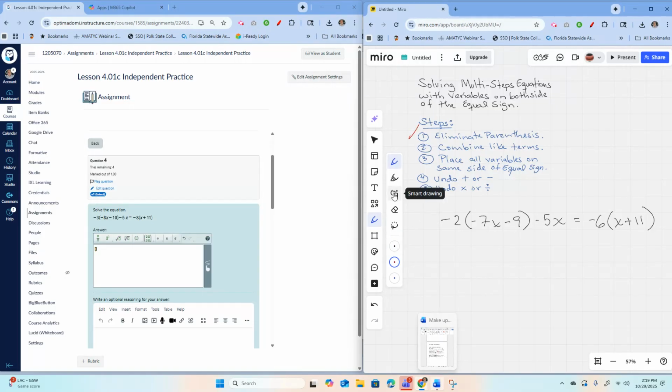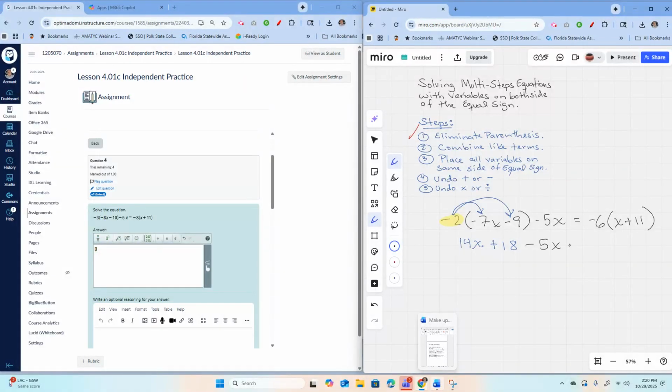Step number 1, we're going to eliminate the parentheses. When I start reading the equation, I have a number next to a parenthesis. When you have a number next to a parenthesis, it means you're multiplying. So that negative 2 is going to multiply the negative 7x. When you multiply that, you're going to get positive 14, keep the x. Then you're going to multiply the negative 2 with minus 9. And when you do that in the calculator, you get positive 18. And then I'm going to write the rest of what I have.